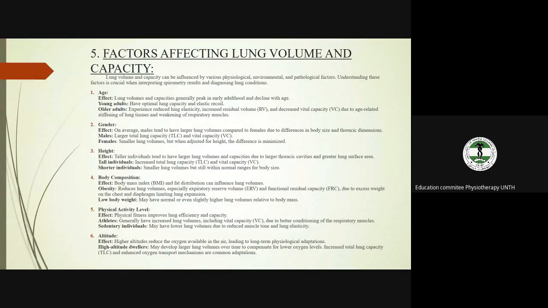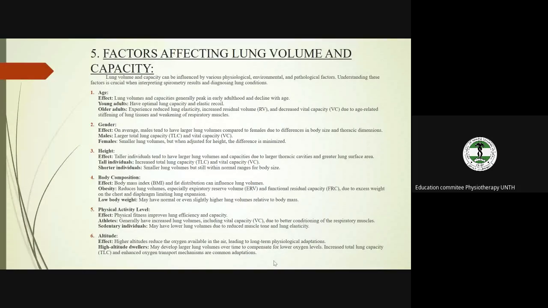Then body composition. Body mass index, BMI, and fat distribution can influence lung volume. Obesity reduces lung volume, especially expiratory reserve volume and functional residual capacity, FRC, due to excess weight on the chest and diaphragm, limiting expansion. So when you are obese, it will affect your total lung capacity and FRC.